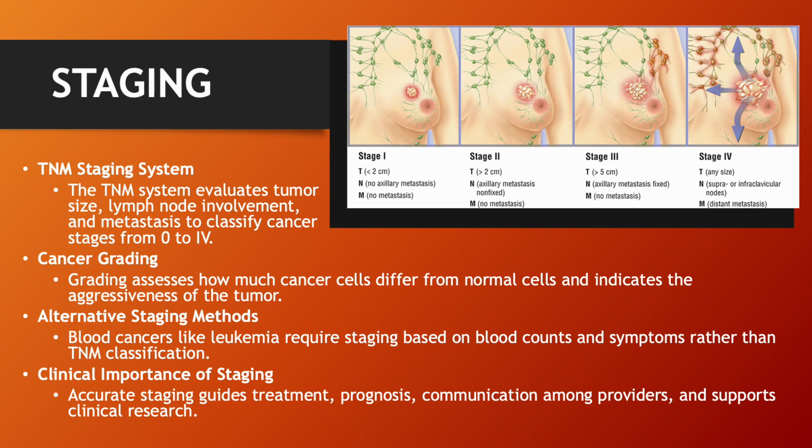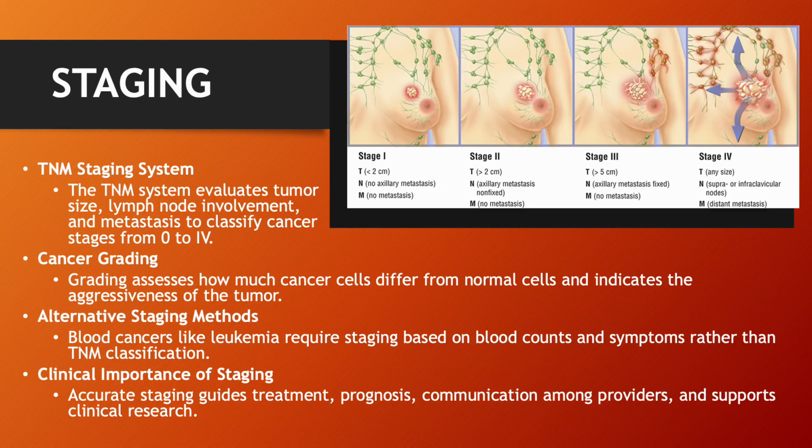Staging tells us how far cancer has spread, but grading tells us how aggressive it is. Grading looks at how much cancer cells differ from normal cells. Low-grade tumors resemble normal tissue and tend to grow slowly, while high-grade tumors are very abnormal and aggressive.